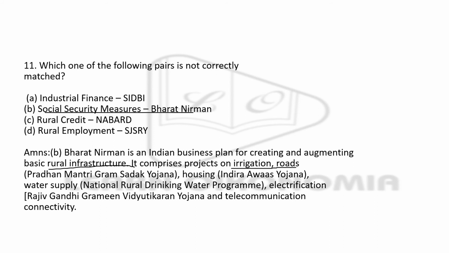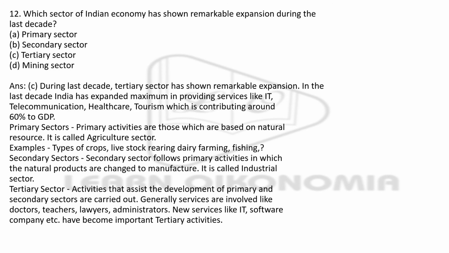like funding for roads, irrigation, housing, water supply, all this electrification, etc. So it is actually taking into consideration different programs like Pradhan Mantri Gram Sadak Yojana, Indira Awas Yojana, National Rural Drinking Water Program, Rajiv Gandhi Gramin Vaidyutikaran Yojana, etc. Next, that covers telecommunication as well.